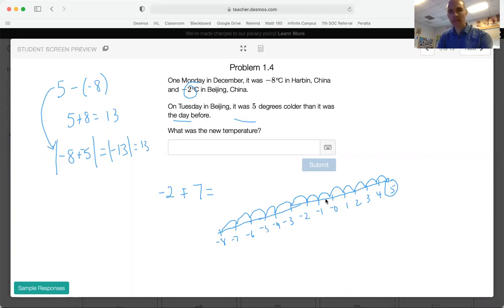Okay, and it looks like we still got some of the same setup here. It's still -8 degrees in Harbin. It's still -2 degrees in Beijing. And it says the next day in Beijing, it's 5 degrees colder than it was the day before. So remember, Beijing was the -2.